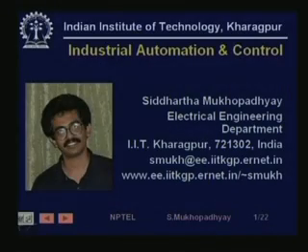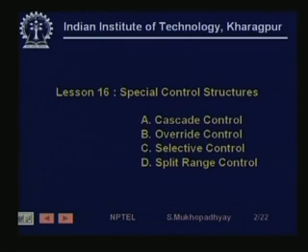Good afternoon. This is our last lesson on process control. Today we will look at some special control structures, special in the sense that so far, whatever controls we have studied, PID control, Smith predictor control, everywhere we had sensed one particular process variable which we wanted to control, that is the output, and we fed it back, and we also used only one actuator.